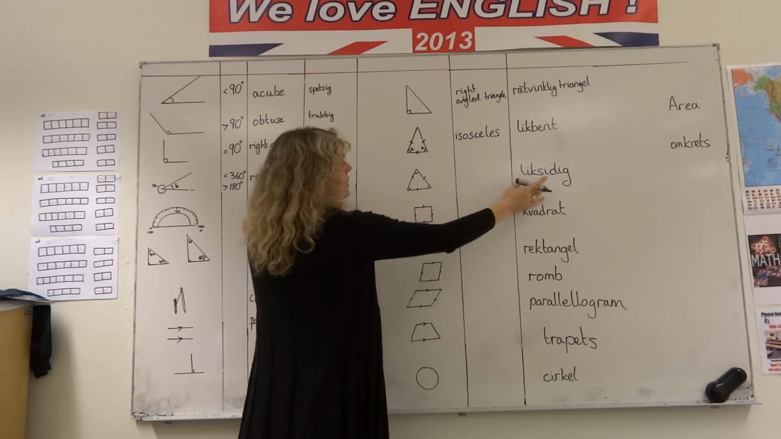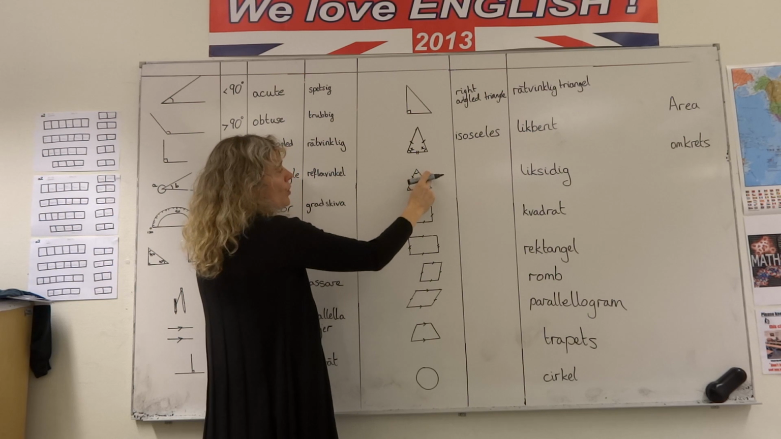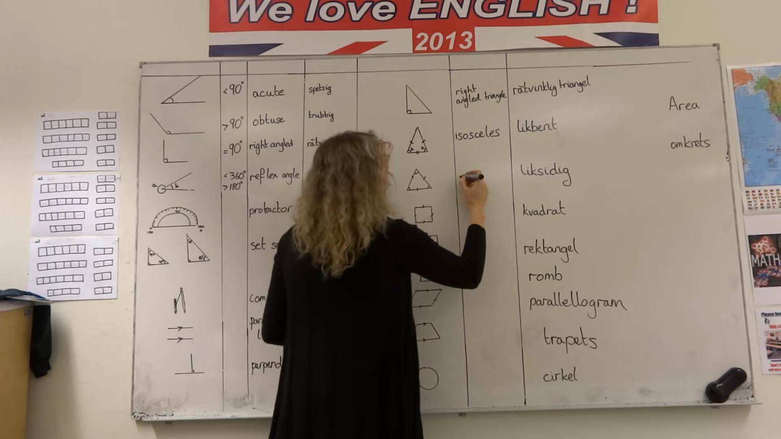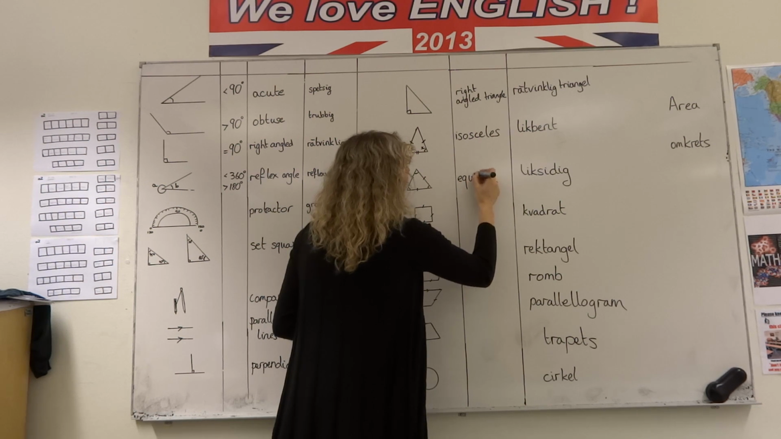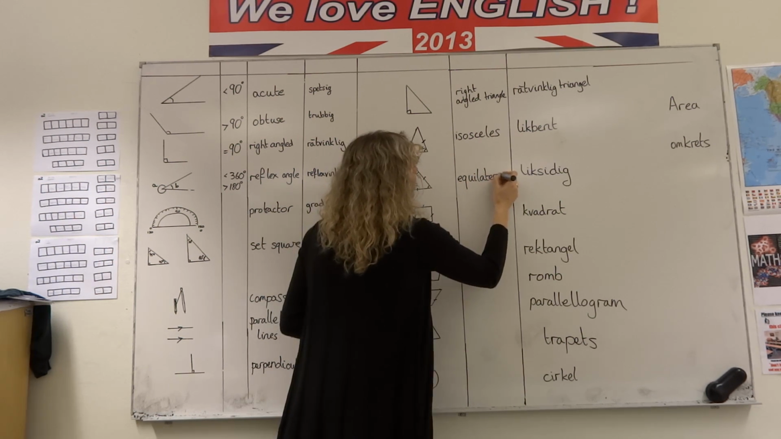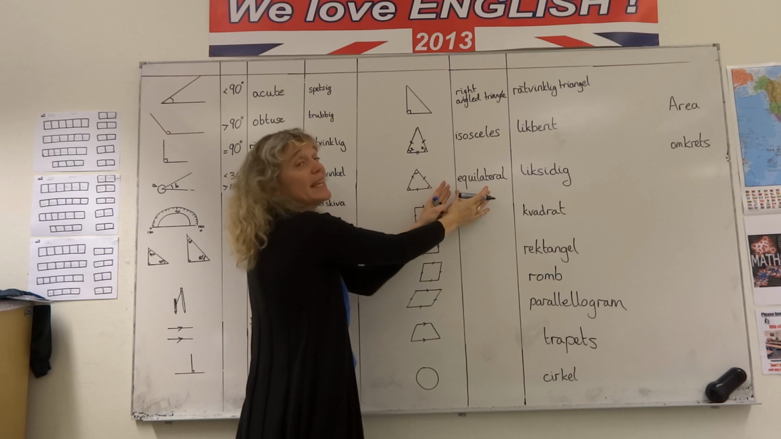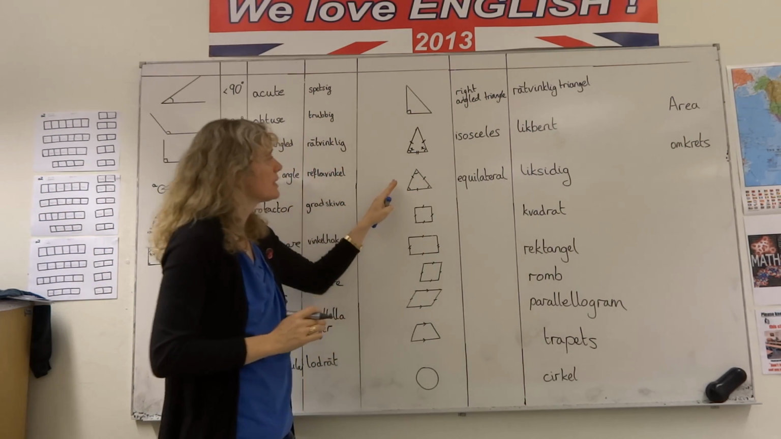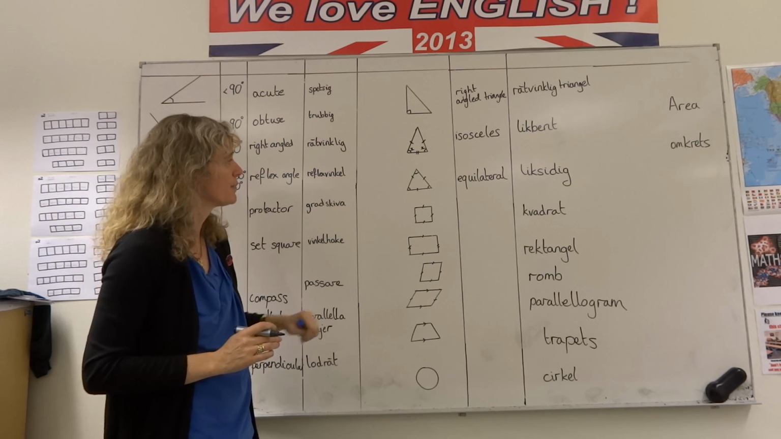This one is called in Swedish liksidig. It means that all the sides are the same. So you notice that I have one dash through each of the lines. And in English we would call that an equilateral triangle. Equal. Everything has the same length, equilateral. So this is an equilateral triangle for us.